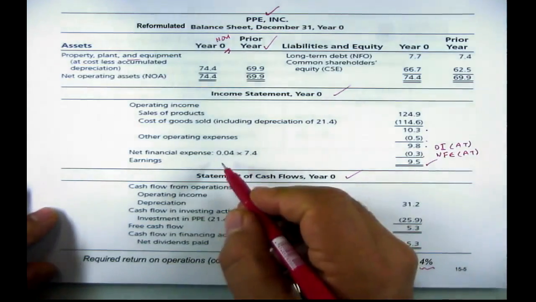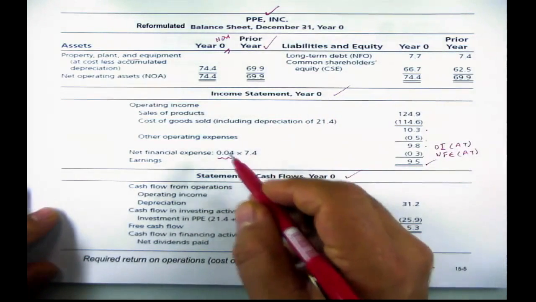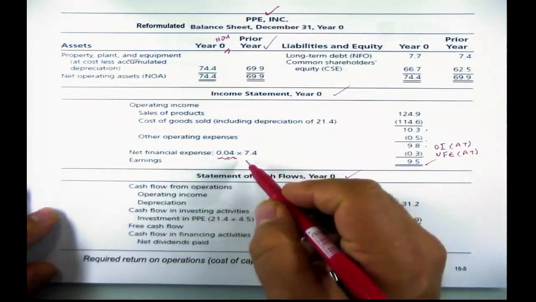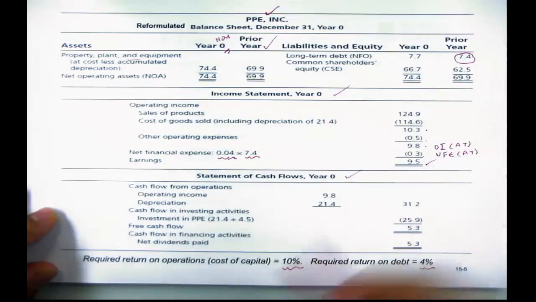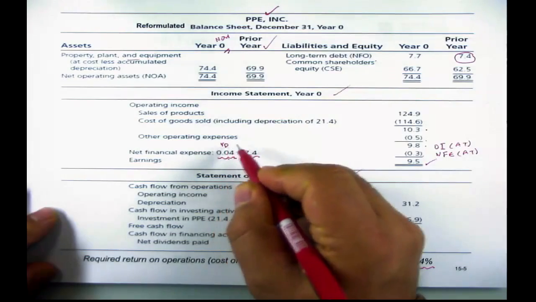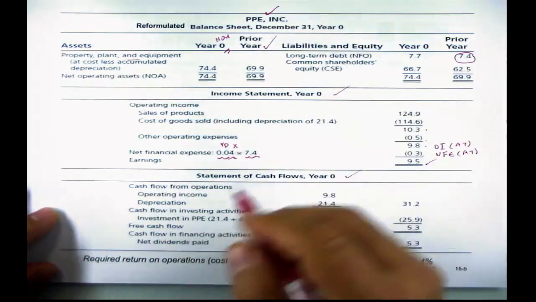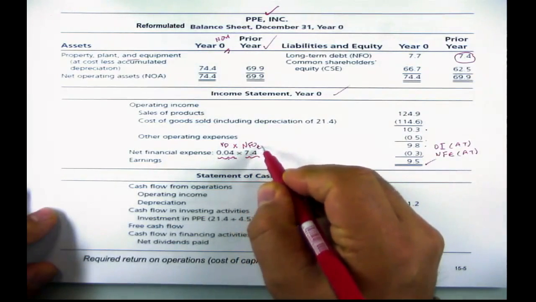If this is the case, the net financial expense for year 0 is equal to the cost of debt times the beginning of period NFO. This is the beginning of period NFO, okay? So this is the required return on debt on an after-tax basis, of course, times the NFO at time t minus 1, okay?